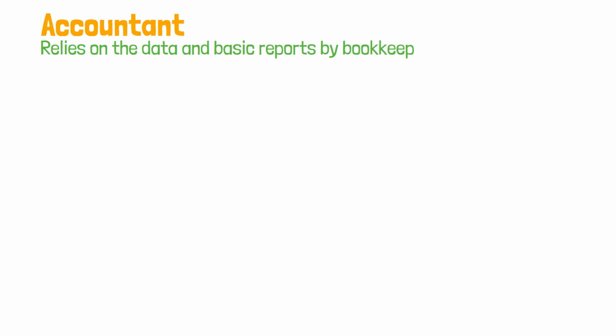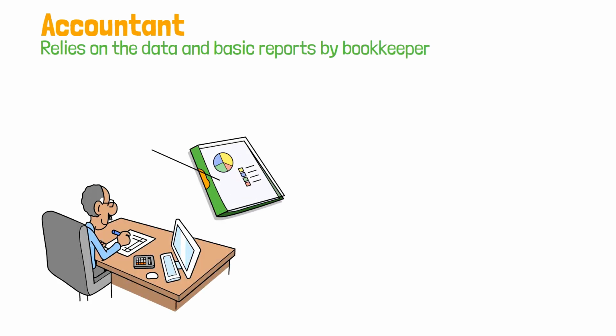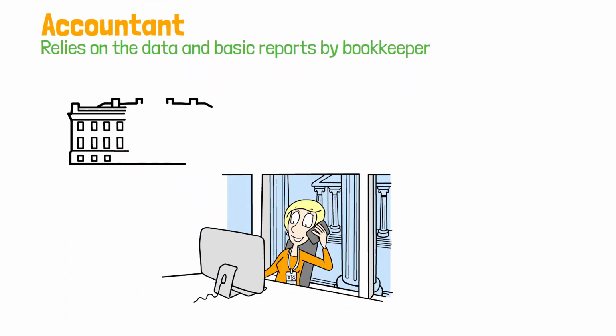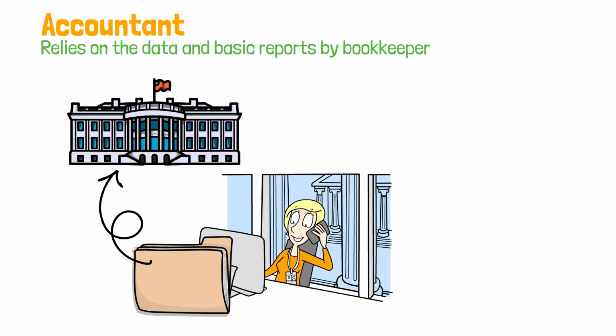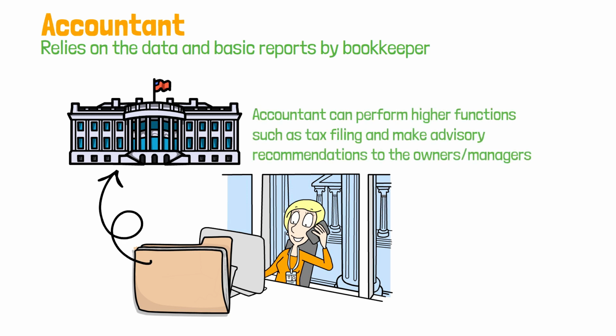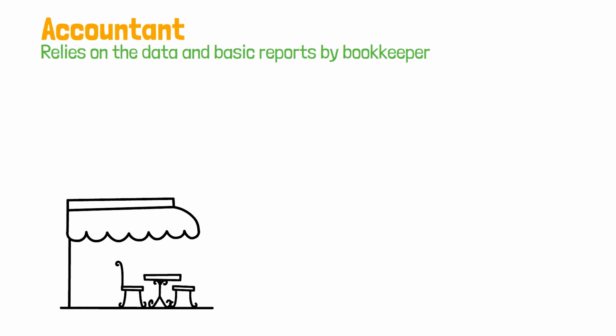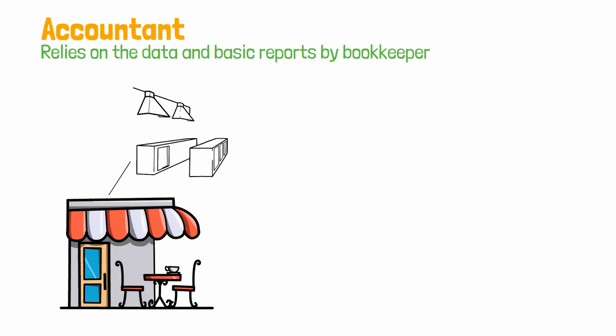The next role in the finance team is that of the accountant. The accountant often relies on the data and basic reports generated by the bookkeeper. However, he or she can perform further analysis and generate other more complex reports on the state and health of the business. In addition to performing deeper analysis and review of the business, the accountant can perform higher functions such as tax filing and also make advisory recommendations to the owners and managers. For example, the accountant can advise on tax strategies and investment decisions.